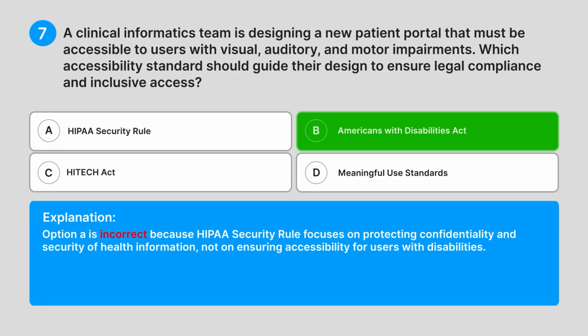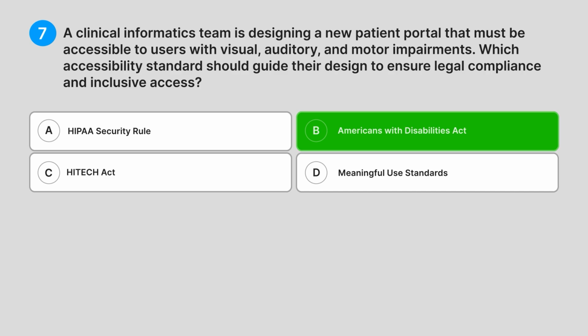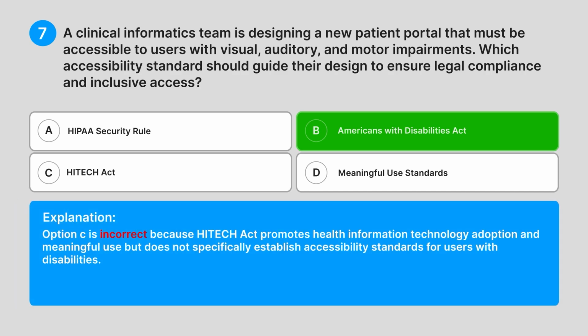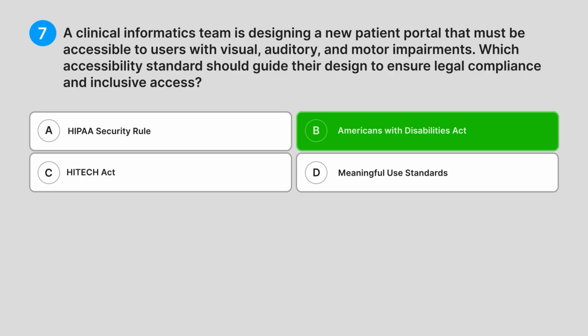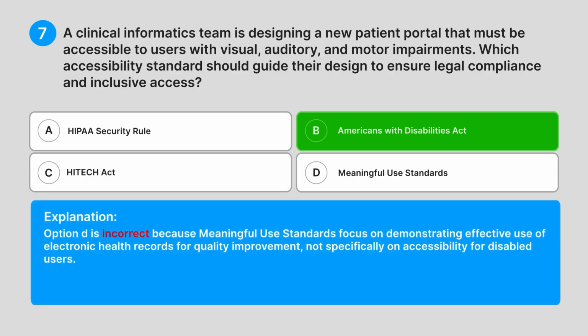Option A is incorrect because HIPAA Security Rule focuses on protecting confidentiality and security of health information, not on ensuring accessibility for users with disabilities. Option C is incorrect because HITECH Act promotes health information technology adoption and meaningful use, but does not specifically establish accessibility standards for users with disabilities. Option D is incorrect because meaningful use standards focus on demonstrating effective use of electronic health records for quality improvement, not specifically on accessibility for disabled users.